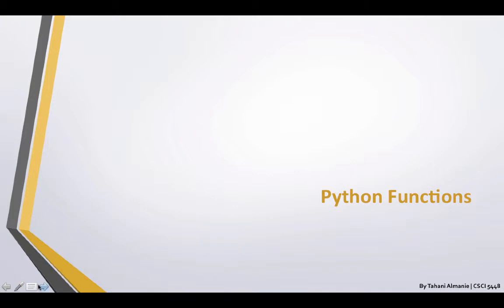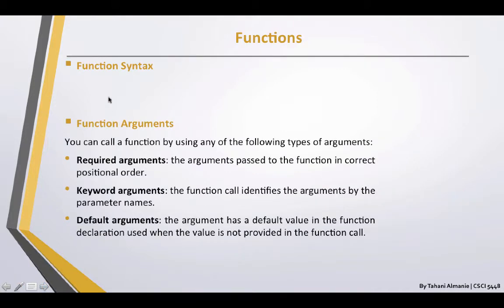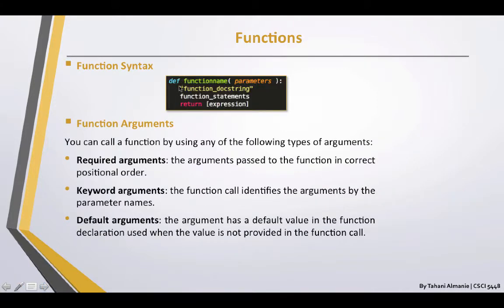Python functions. Python functions begin with the keyword def, followed by the function name, then parentheses for your parameters, then a colon. The first statement is optional, which is the documentation string for your function, or docstring. Then here you have the function statements, then the return statement with an optional expression.